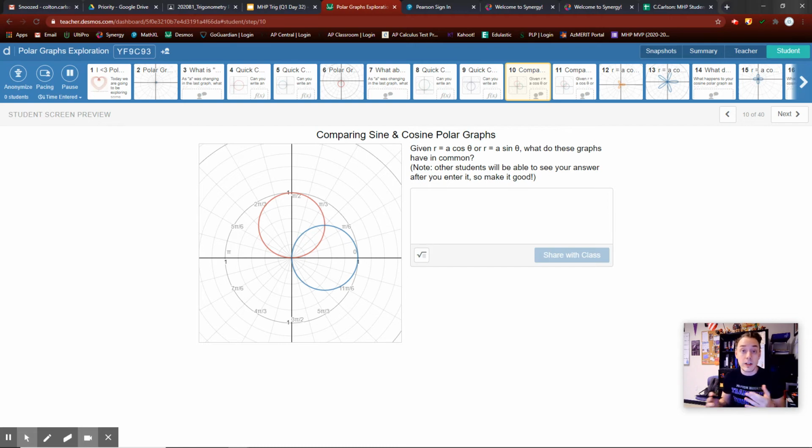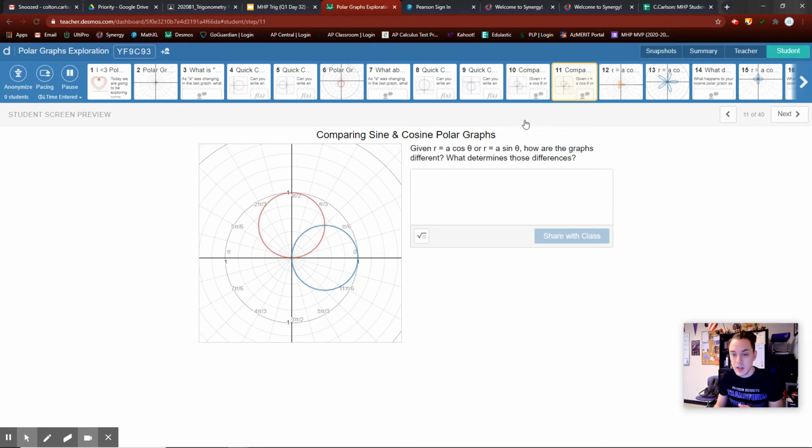I'm going to go pretty quickly through the lesson. It's probably going to be maybe 30 minutes, not even that. It's going to be very quick. So now you're going to be comparing the sine and cosine graphs and seeing how they relate to each other. Go through those slides. How are they different? How do they relate?